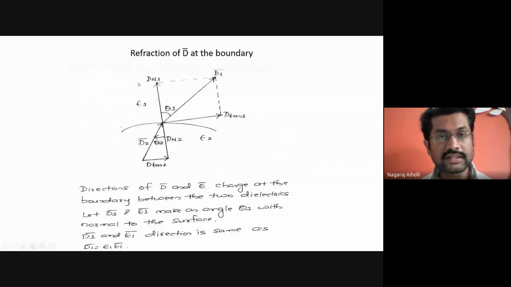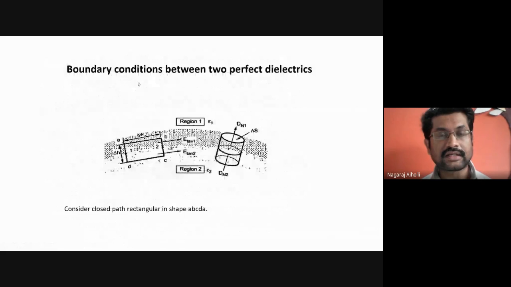Okay, this is an important equation, students. In examination, they will ask, explain the boundary conditions or derive the boundary conditions between two perfect dielectric media. This will be a possible question in the examination. Then you have to draw this figure and write all these equations.